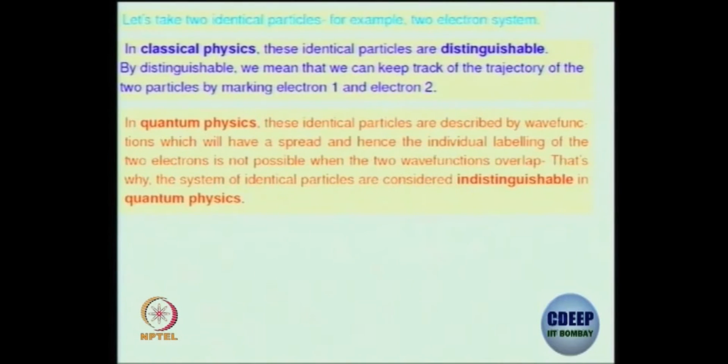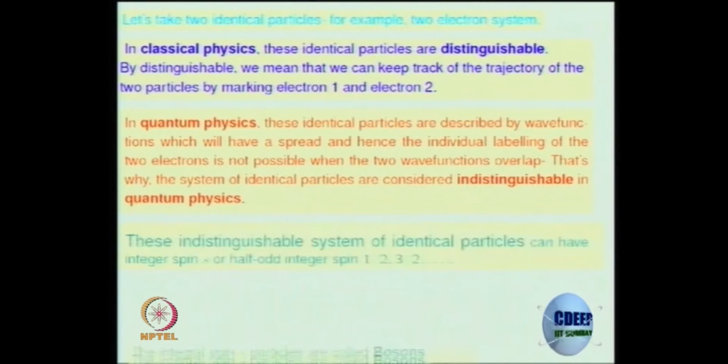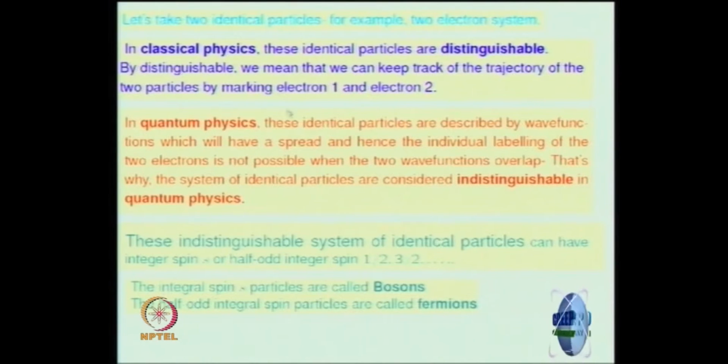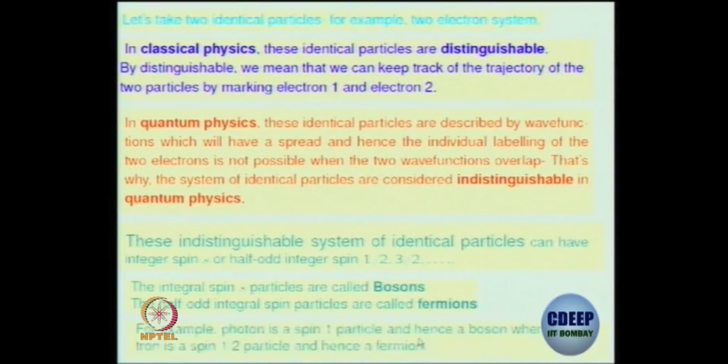How do we write this wave function? So I have already said that identical particles are distinguishable classically because we can keep track of the trajectory of the 2 particles by putting some color or marking on them. But in quantum physics, they will have wave functions and they start overlapping. So they become indistinguishable. And you can try to classify them as integral spin or half odd integral spin. The integral spins are called bosons, half odd integral spins are fermions.